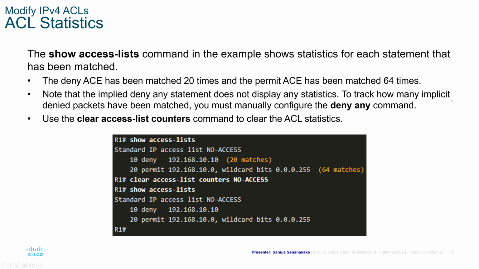Note that the implied deny any statement does not display any statistics. To track how many implicit denied packets have been matched, you must manually configure the deny any command. So if you want to know the statistics associated with implicit denied packets, you have to explicitly configure the deny any command. Otherwise it is not going to show up in the show access-list information. You can use the command clear access-list counters to clear these statistics if you want to refresh the statistics data from your router.